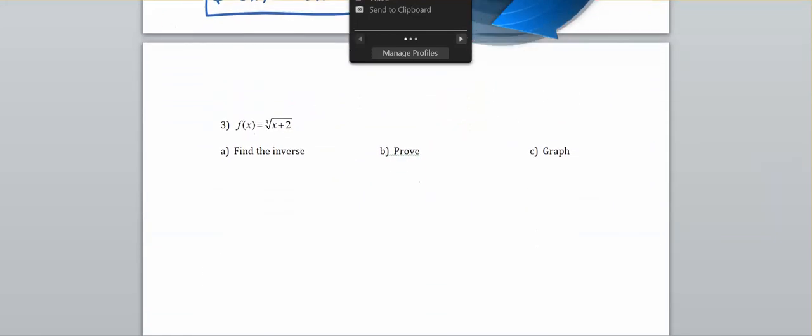All right, let's move to number 3. So starting on number 3, let's find the inverse. So this is really like a y. So my first step is going to be to switch that to an x, and then I'm going to switch my x into a y.